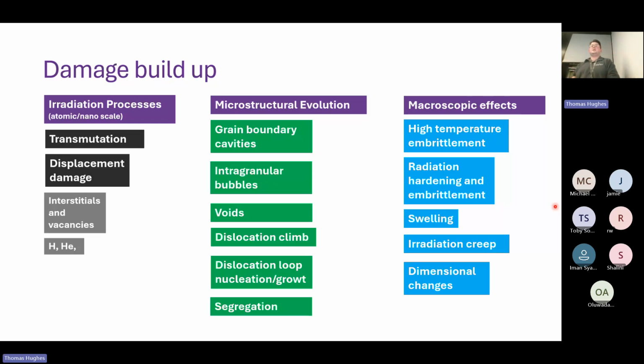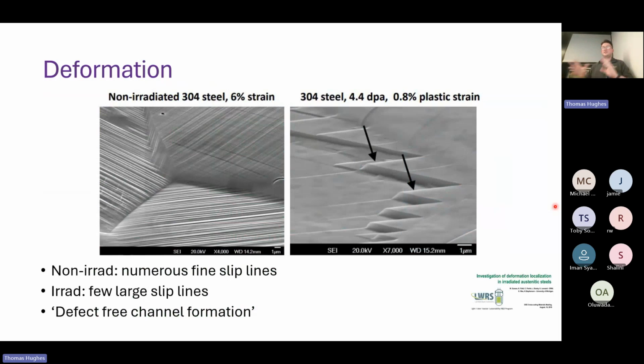So let's have a quick look at what different deformation looks like. This is a nuclear steel. So we've got 6% strain and 0.8% strain there. On the left, we've got a steel that is not irradiated. And on the right, we've got a steel which has been irradiated to 4.4 dPa. So quite a lot of irradiation. And it's the same steel.